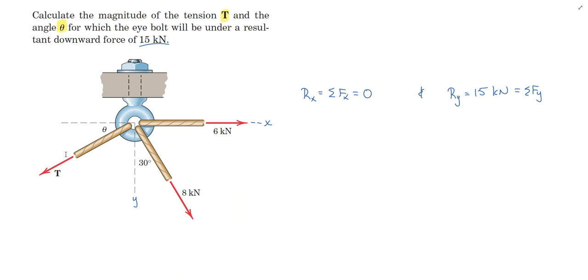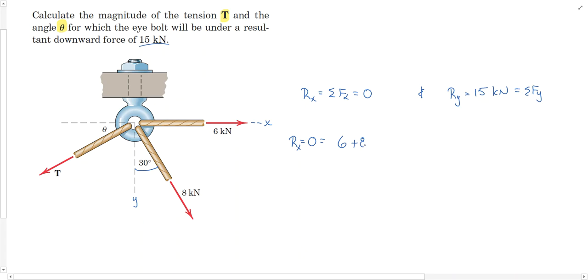All right, so let's start with the normal version. Let's solve Rx equal to 0. The 6 kilonewton force is purely in the x direction. I have 8 times the sine of 30 degrees for this load here. And then T has a minus T times the cosine of theta component, and that would be equal to 0. So I could solve this for T times the cosine of theta, and that would be 6 plus 8 times the sine of 30 degrees.